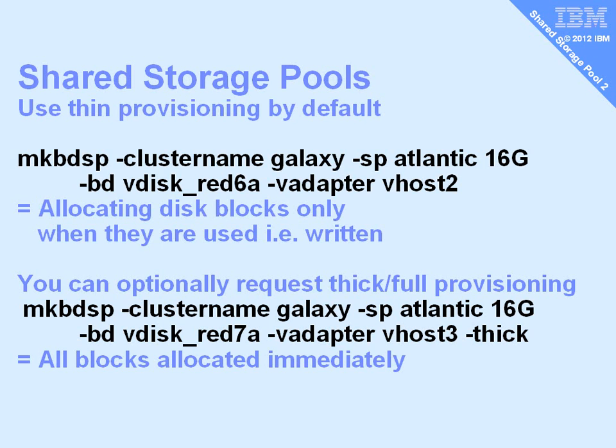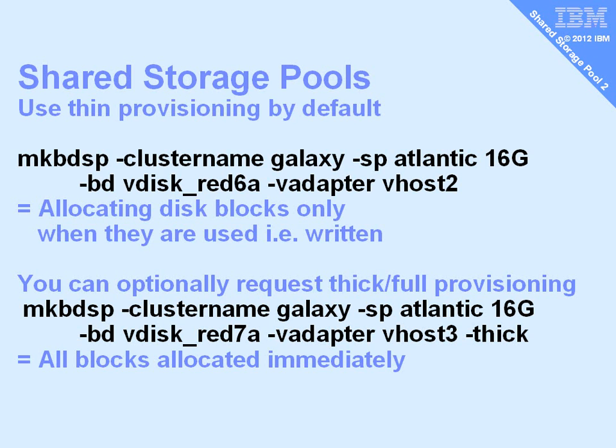So when we use the make backing device from storage pool command, give it the cluster name and the storage pool, then we give it the 16 gigabyte size. The -BD is just a name that we can use to remember what's in it, and the V adapter connects it to the right virtual machine client. Now that 16 gigabytes isn't actually allocated at that point.